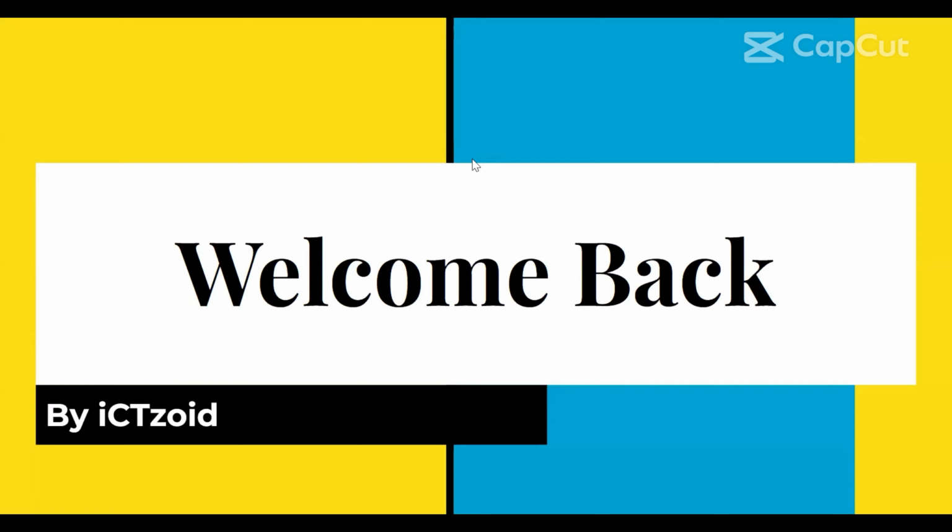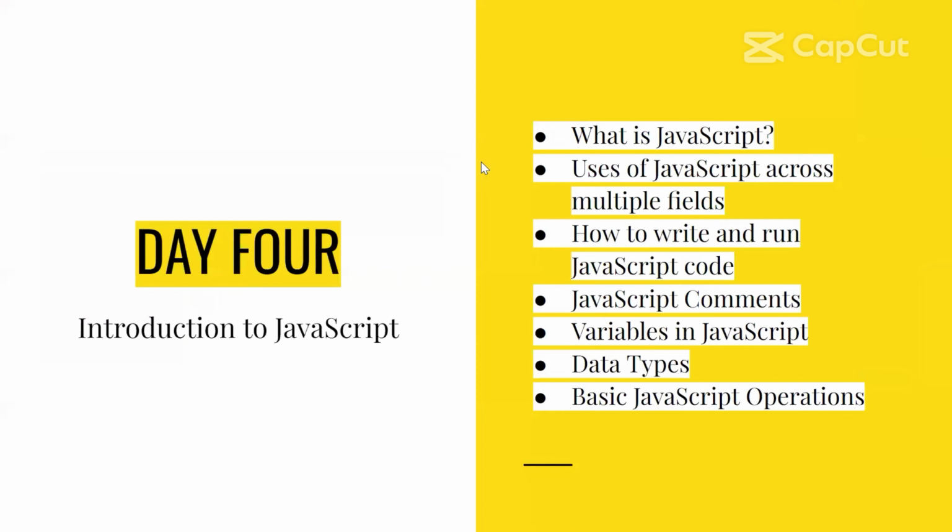Today, day 4 of Introduction to Front-End Development, we'll be looking at Introduction to JavaScript. In this session, we'll be talking about what JavaScript is. We'll also discuss the uses of JavaScript across multiple fields. We'll talk about how to write and run JavaScript code. Then we'll talk about JavaScript comments, variables in JavaScript, and the basic data types. There are a whole lot of them, but we'll make sure we cover the essential, basic ones. Then we'll look at some basic JavaScript operations, right?